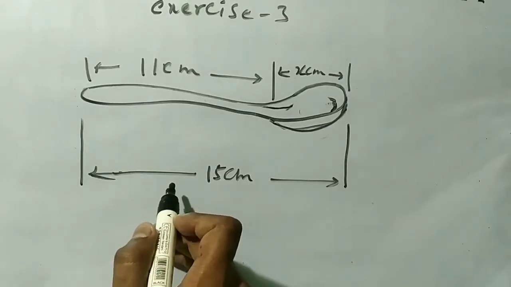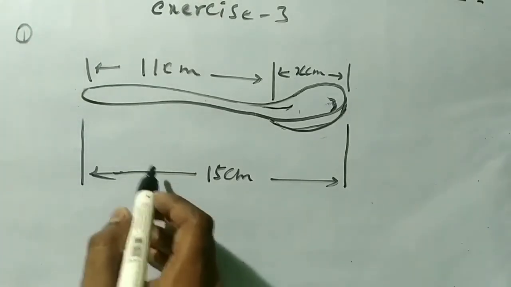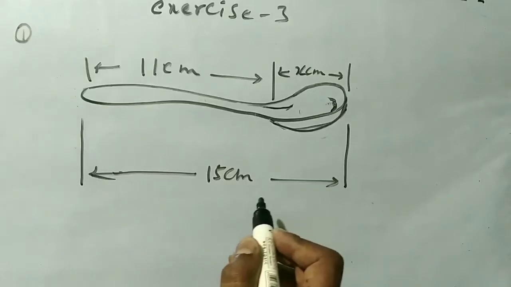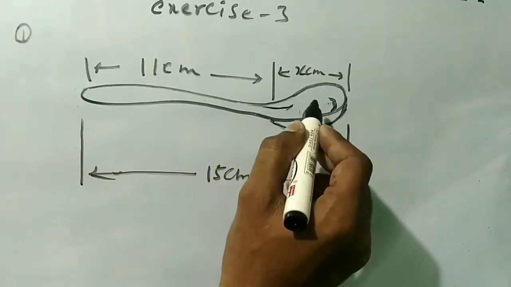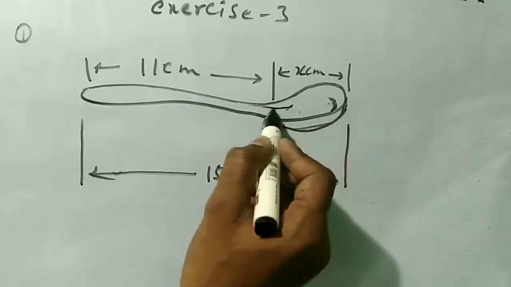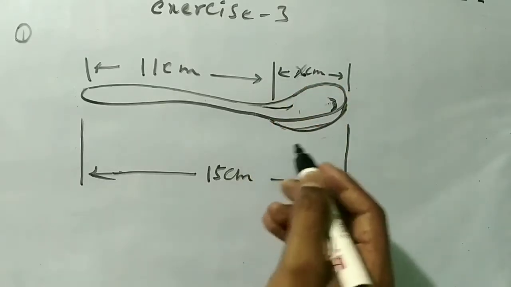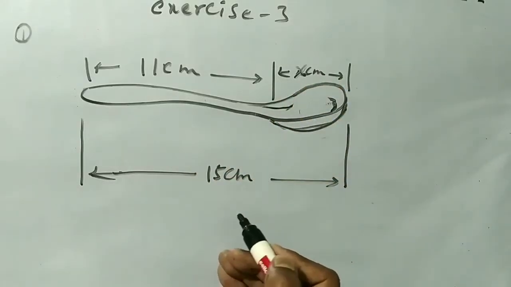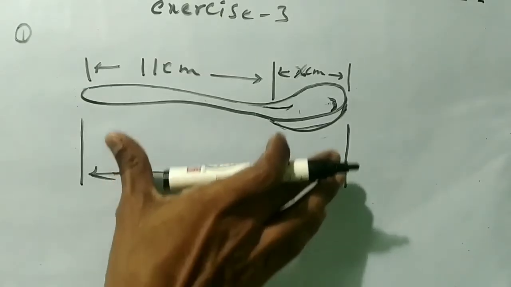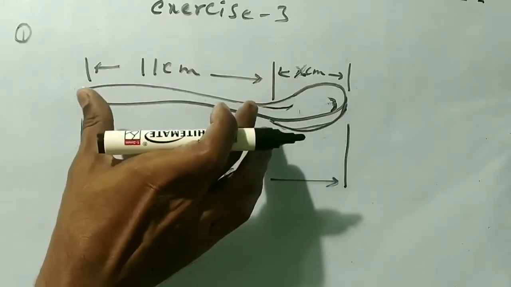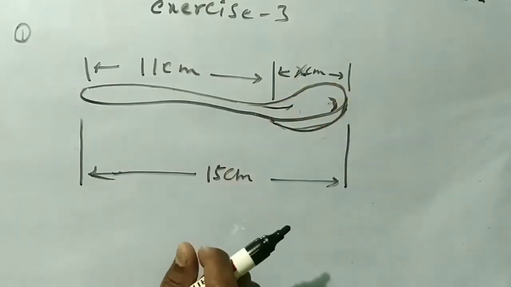Third exercise of simple equations. So first problem, this one. The spoon's total length is 15 centimeters and the handle length is 11 centimeters. We have to find the head length. This is x centimeters. We know that the total length is 15, the handle length is 11 centimeters, and the head is x centimeters.